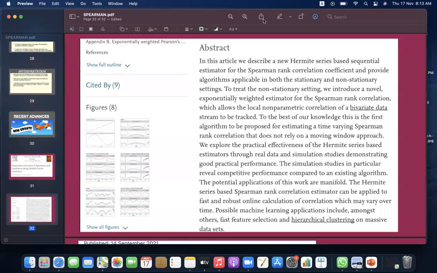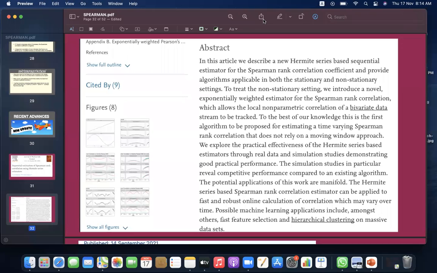To the best of our knowledge, this is the first algorithm to be proposed for estimating a time-varying Spearman rank correlation that does not rely on a moving window approach. We explore the practical effectiveness of Hermite series-based estimators through real data and simulation studies, demonstrating good practical performance. The simulation studies in particular reveal competitive performance compared to an existing algorithm.